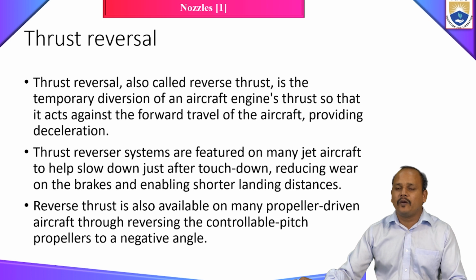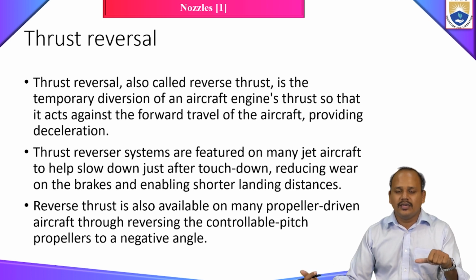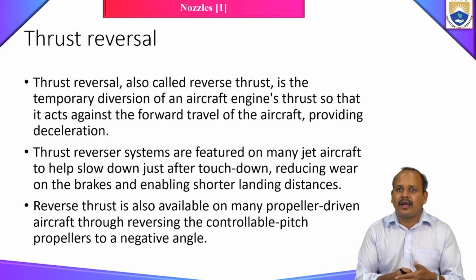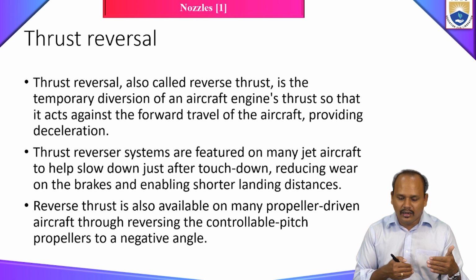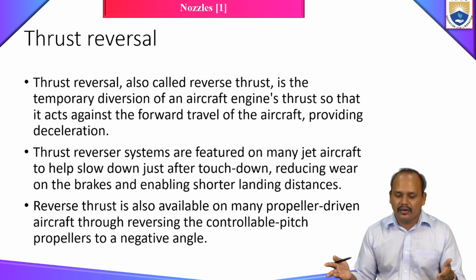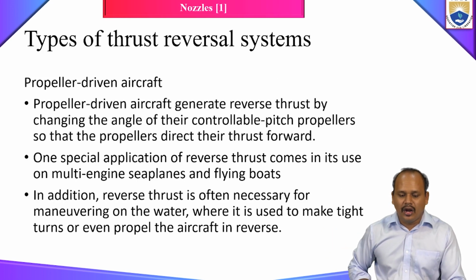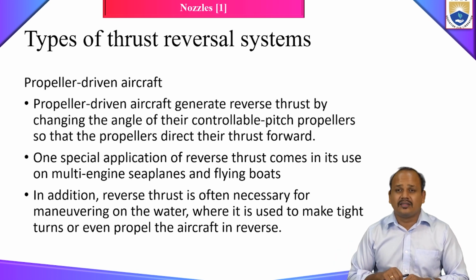That is thrust reversal. Reversal means we produce the thrust in the opposite direction. Normally we produce thrust to overcome the drag, but in the thrust reversal case we produce the thrust in the drag direction itself, so that I can decelerate my aircraft in a shorter runway distance. So you can manage with a limited runway length.